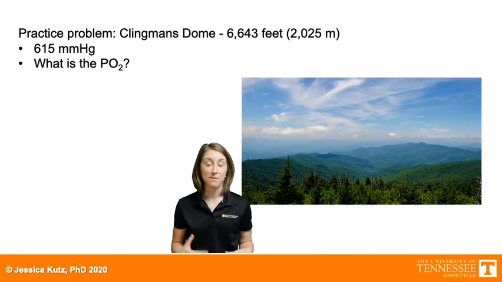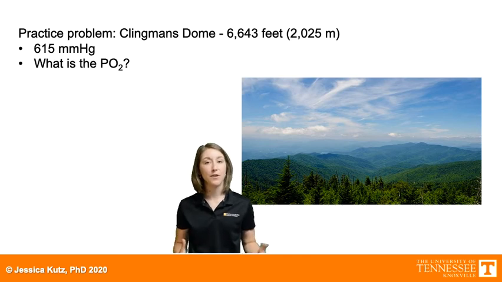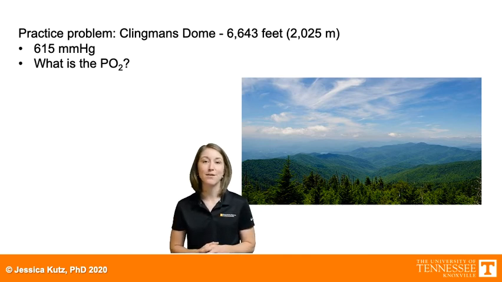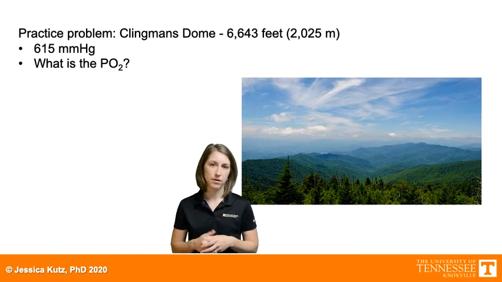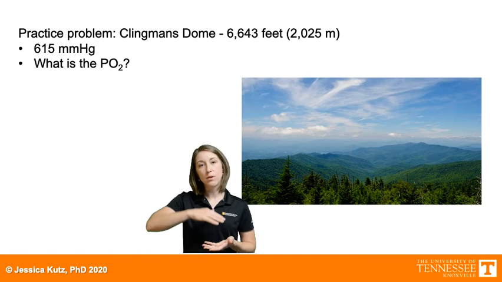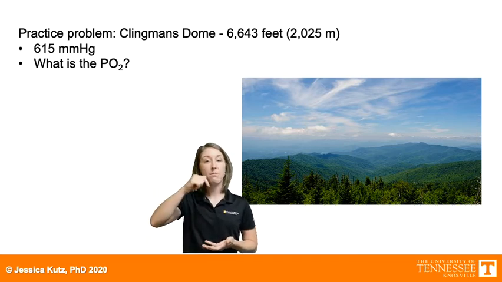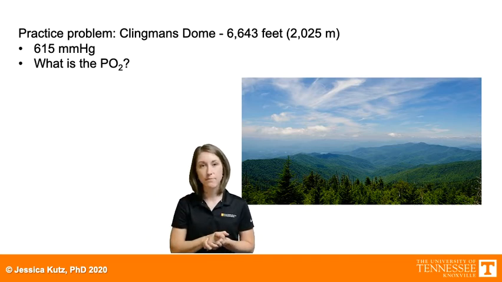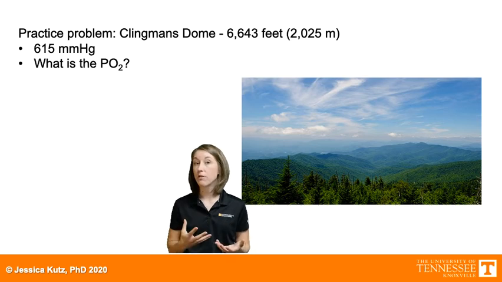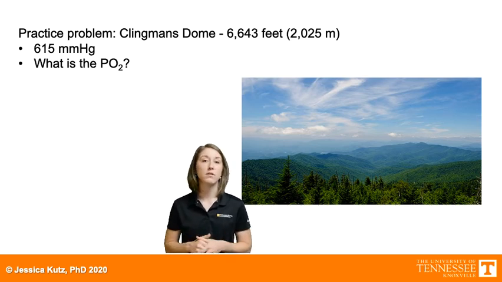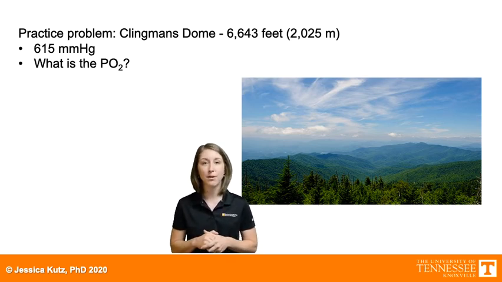So many of you have maybe hiked Clingman's Dome, which is a very common, popular hiking spot here in East Tennessee. Clingman's Dome is just over 2,000 meters. And remember we said that as we go up in elevation, barometric pressure is going to go down. So when we are at sea level, our atmospheric pressure is 760 millimeters of mercury, but when you're on the top of Clingman's Dome, it's just 615 millimeters of mercury. So when you're on the top of Clingman's Dome, what's the partial pressure of oxygen?